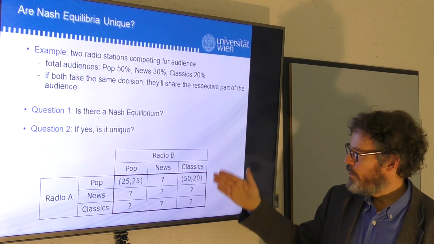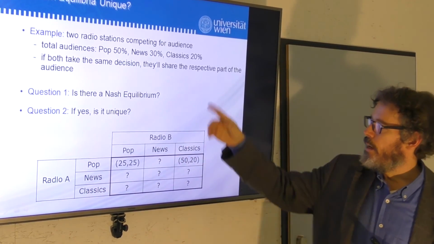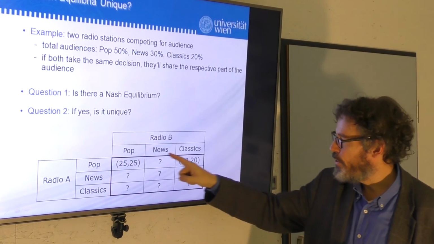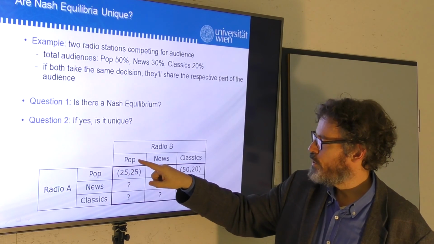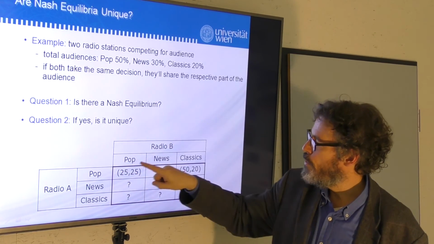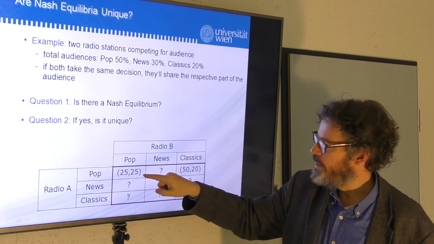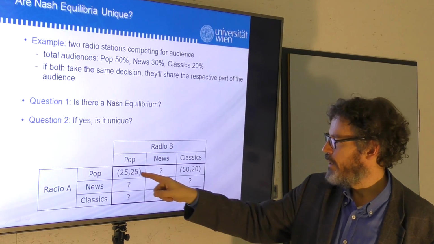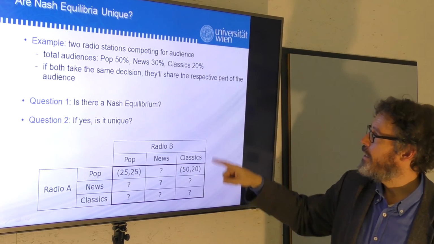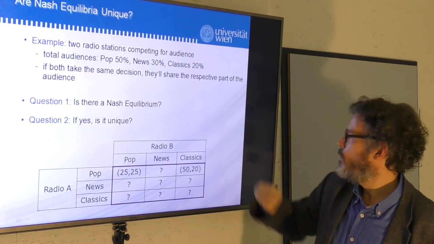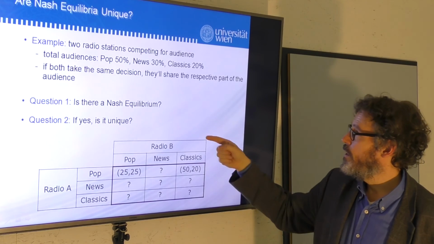Again, we can model this with the help of such a payoff matrix. So we have radio A here, we have radio B here, and the situation is reflected in the fact that we have now 3 strategies for each of them. And as we said, if both of them go for the same strategy, they share this audience. So if both of them go for pop, 50% of the audience are interested in pop, so both of them will get 25% of the audience. So therefore 25-25 in this payoff matrix. If, for instance, radio A goes for pop music and radio B for classical music, pop music is 50%, classics is 20%, then we end up with a payoff of 50 for radio A and 20 for radio B.